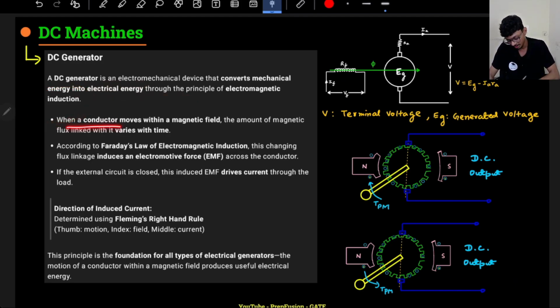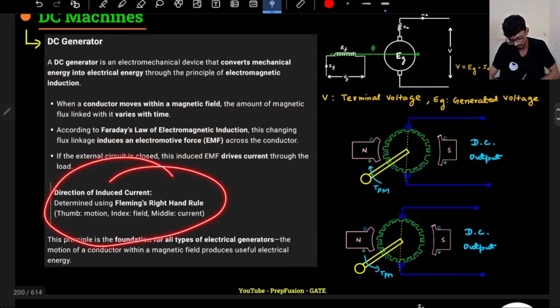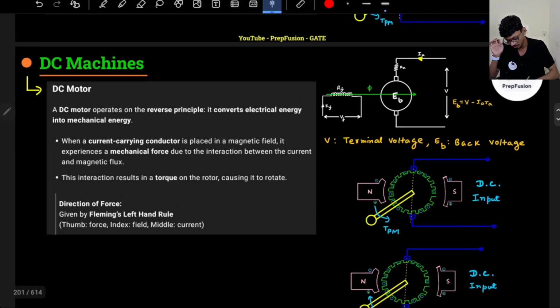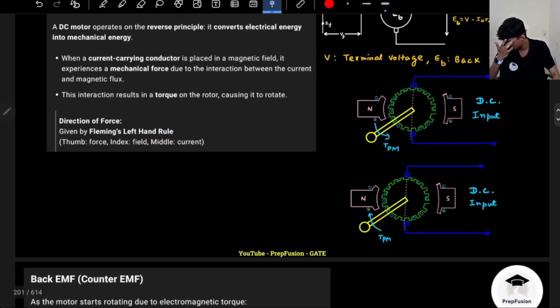When a conductor moves in a magnetic field, the amount of magnetic flux linked with it varies with time because it is moving. Hence, according to Faraday's law of electromagnetic induction, the changing flux linkage induces an EMF. The direction of the induced current is given by Fleming's right hand rule, and for a motor it is given by Fleming's left hand rule. This was the summary about the motor and the generator, very basic things.